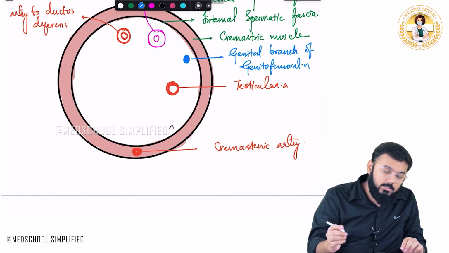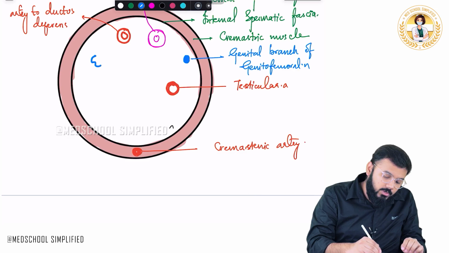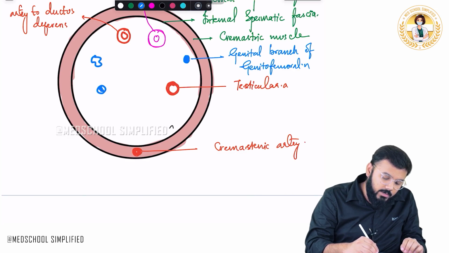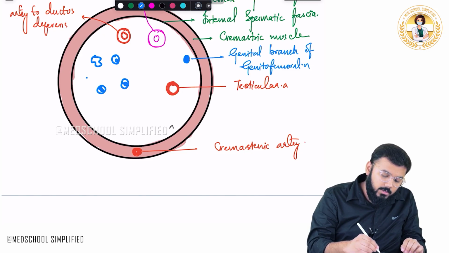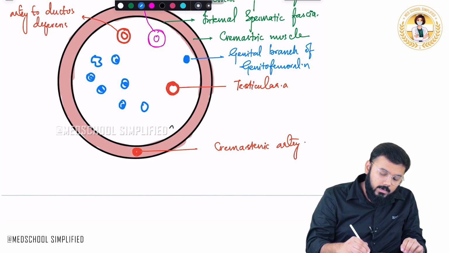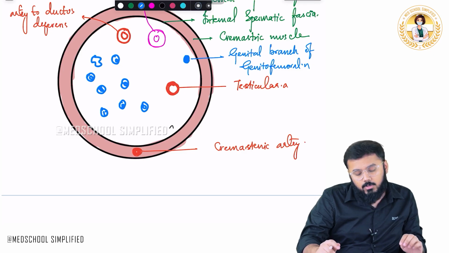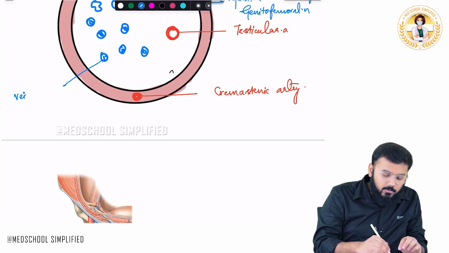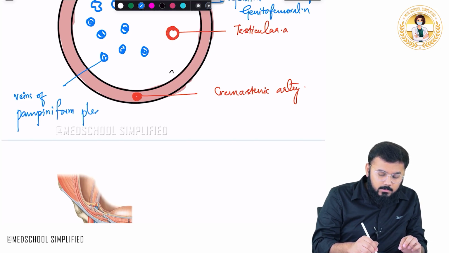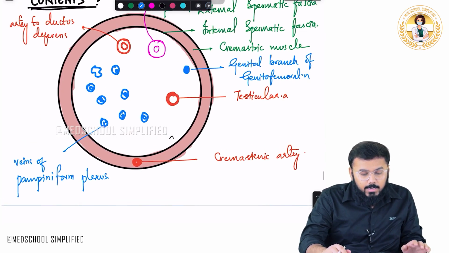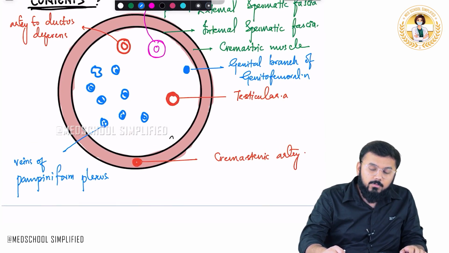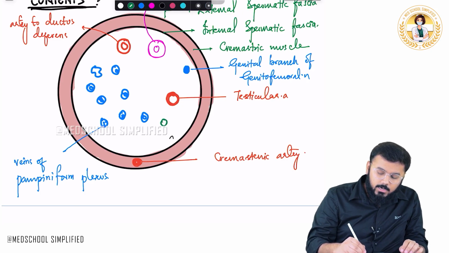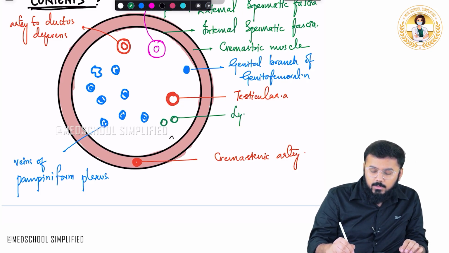Next important thing, coming to this, you even have got some veins over here. All these veins together join and form the Pampiniform plexus. That is why you call them the veins of the Pampiniform plexus. Apart from this, you even have got lymph vessels also. So here let me draw these vessels and tell that these are the lymph vessels.